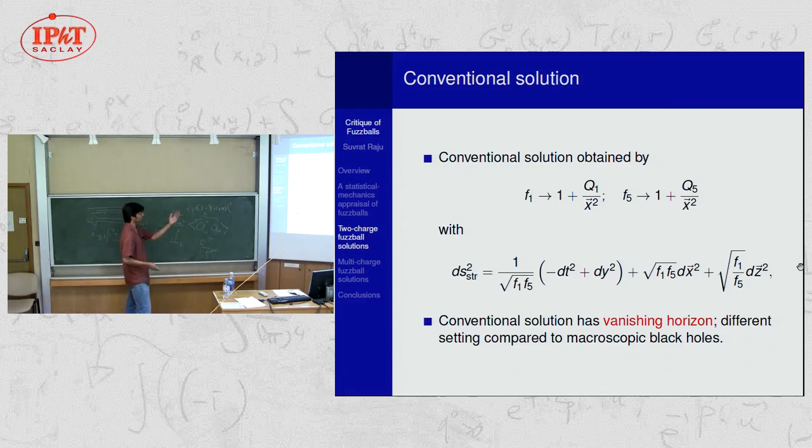In particular, this conventional solution, because it has a vanishing horizon, also becomes unreliable at the point r equal to 0. Okay. So this conventional solution also becomes unreliable at the point where x squared goes to 0. And so it's a slightly different setting, but we will see nevertheless that this system has many of the properties that we expected it to have.